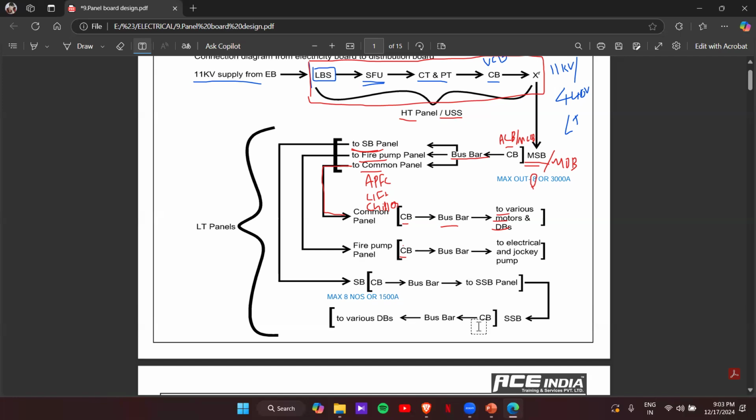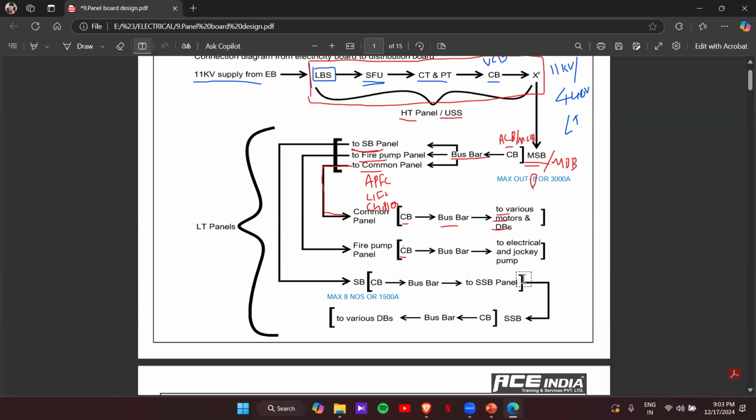Okay. So from one SB panel, you can take 8 SSBs. From the SSBs, you can take the connection for the distribution boards. Here you can see, again we will have one more circuit breaker, then the bus bar. From the bus bar, you can take 8 SSB outgoings.